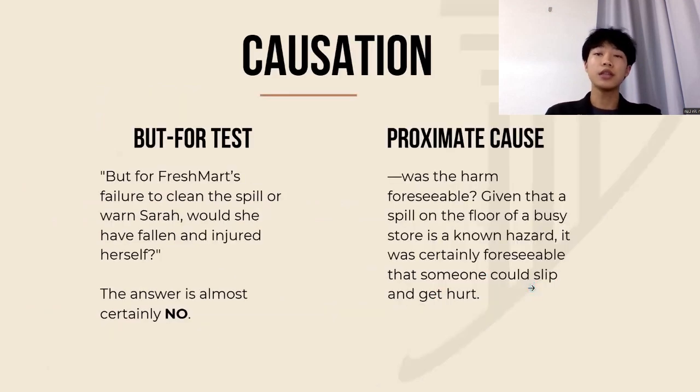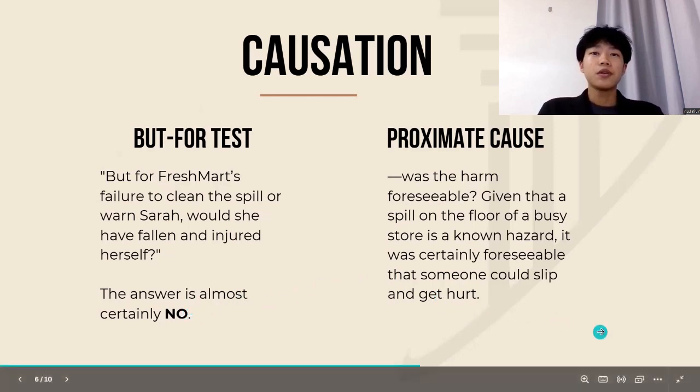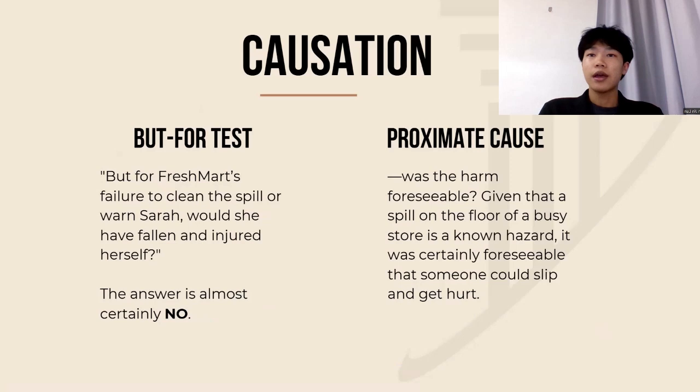The next element of negligence is causation, which links the breach of duty to the injury sustained by the claimant. In Sarah's case, we apply the but-for test. But for Freshmart's failure to clean the spill or warn Sarah, would she have fallen and injured herself? The answer is almost certainly no. The spill directly caused Sarah's fall, and the injuries she sustained were a foreseeable consequence of that fall. This establishes a clear causal link between Freshmart's breach and Sarah's injury.